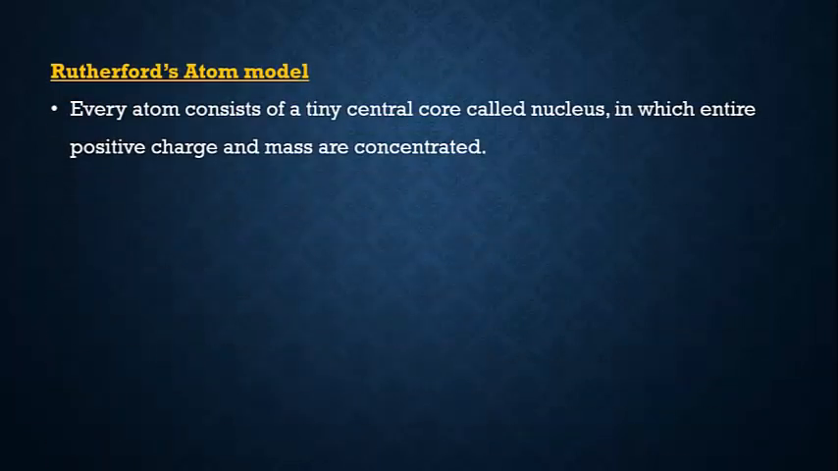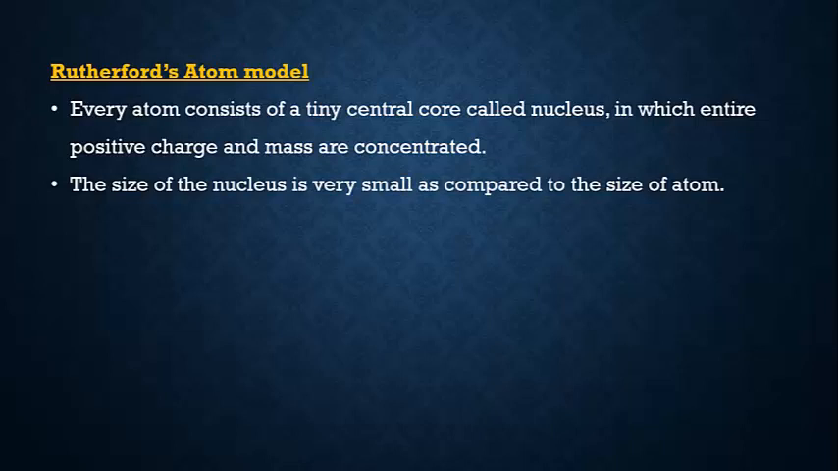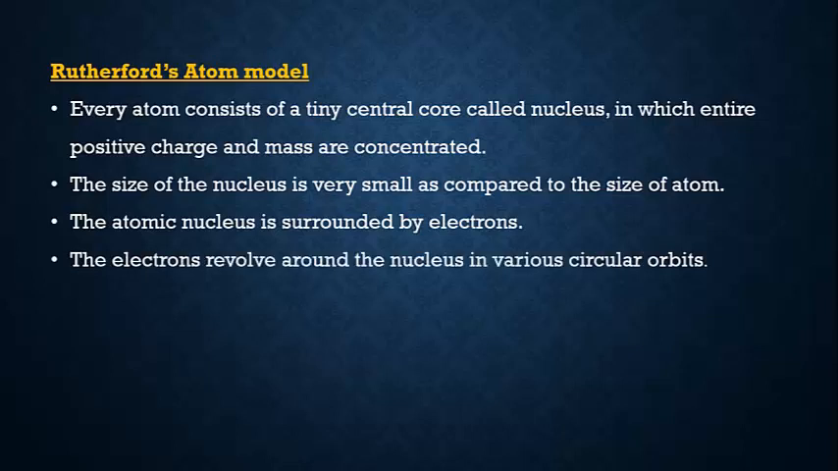Next, Rutherford's atom model. What are the points which Rutherford gave for his atom model? Every atom consists of a tiny central core called the nucleus, in which the entire positive charge and mass are concentrated. Second, the size of the nucleus is very small compared to the size of the atom. Third, the atomic nucleus is surrounded by electrons. Fourth, the electrons revolve around the nucleus in various circular orbits. This was Rutherford's atom model.